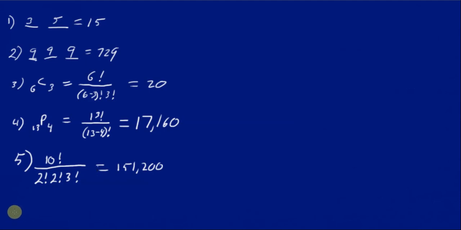All right, number 6, now we're going to do probability. Starting off pretty easy. It's just the probability of getting a king. Well, there are 4 kings out of 52 cards, and that reduces down to 1 out of 13.